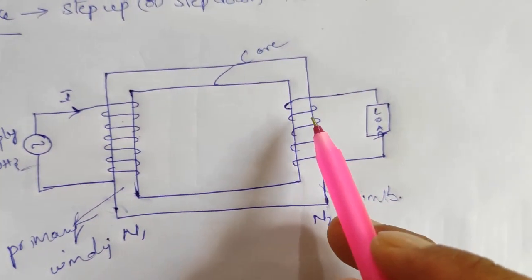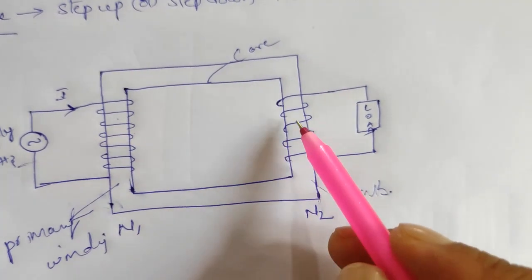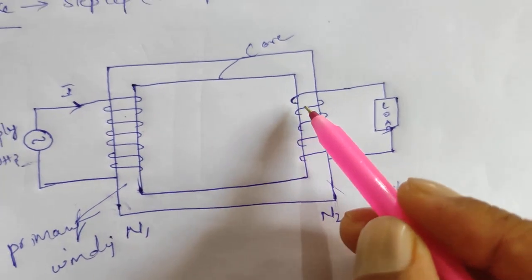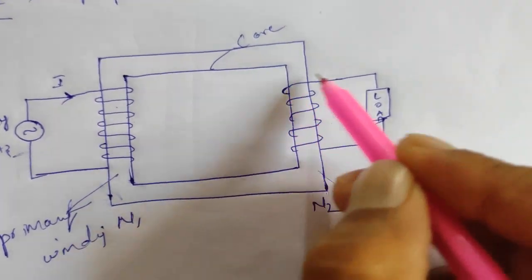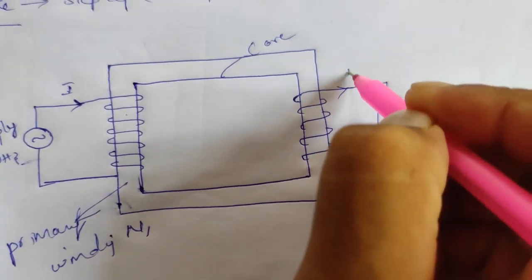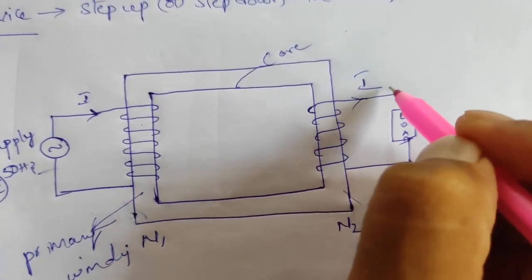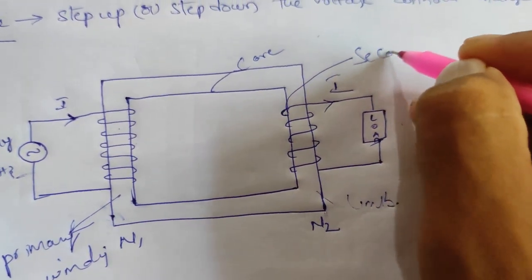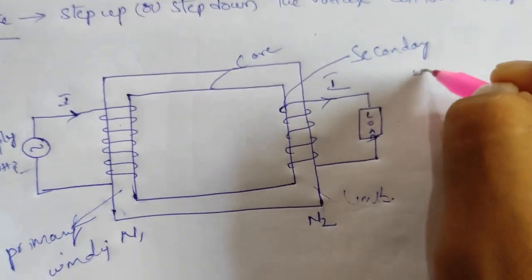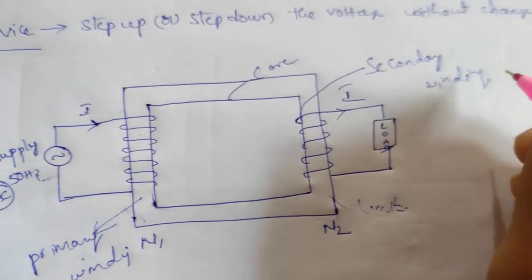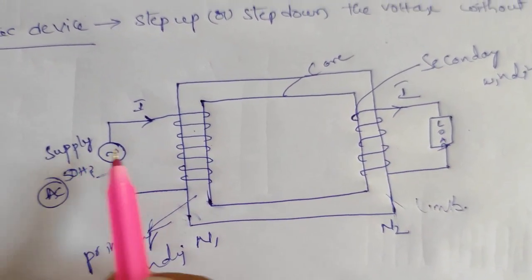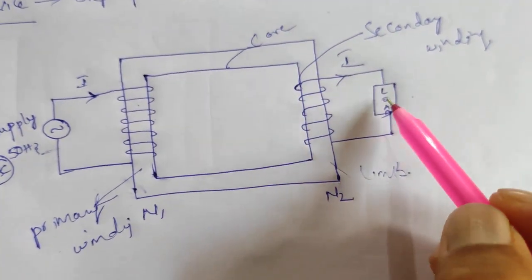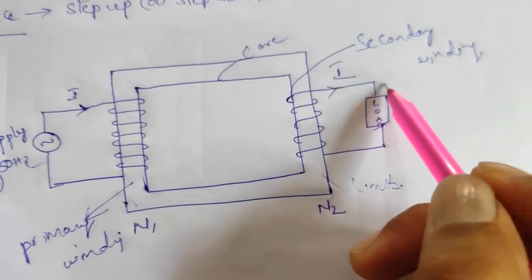And the second one is the other circuit which delivers the electrical energy. Which delivers means this is the other circuit which delivers this current to the load, known as the secondary winding. The first one, which receives the electrical energy from the supply, is known as the primary winding. The one which delivers the electrical energy to the load is known as the secondary winding.